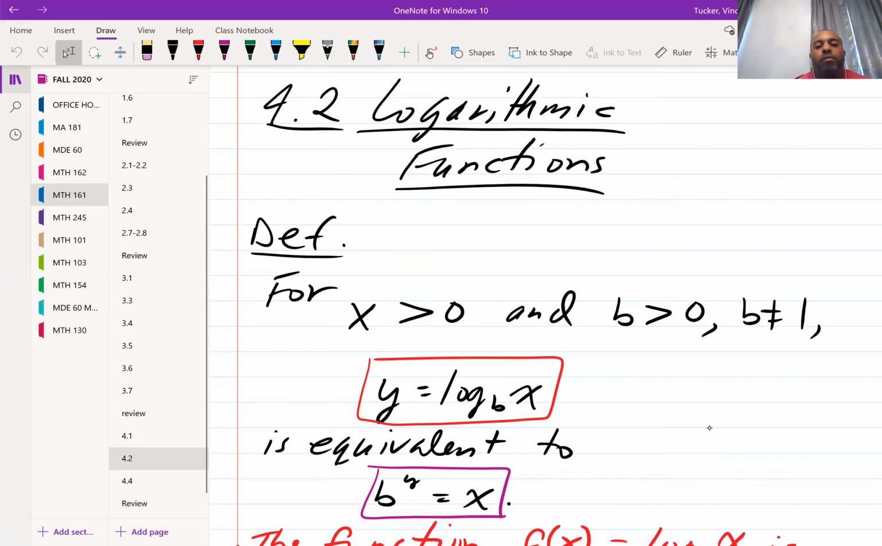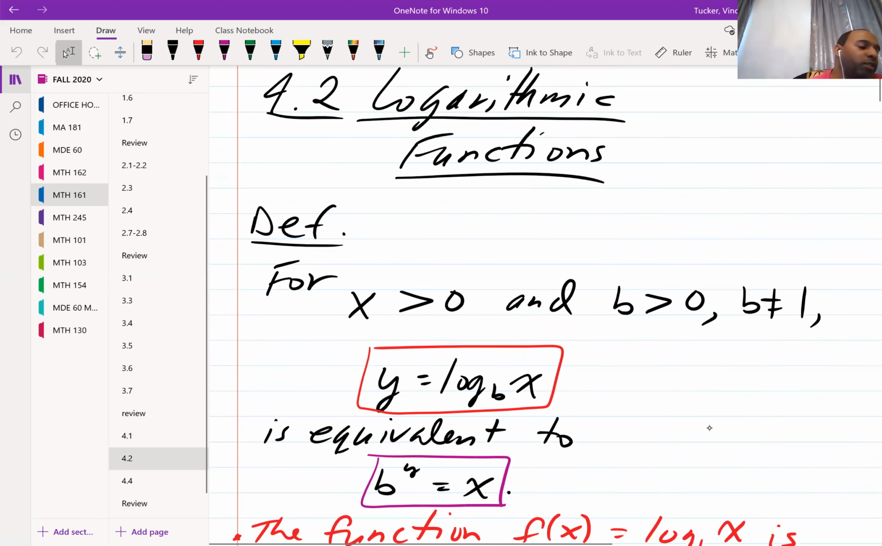So now we're looking at logarithmic functions. Initially, we were looking at exponential. Now we're looking at log. So x is positive. That's what x is greater than 0 represents for us. And b is positive. And then it says, of course, b is not equal to 1.